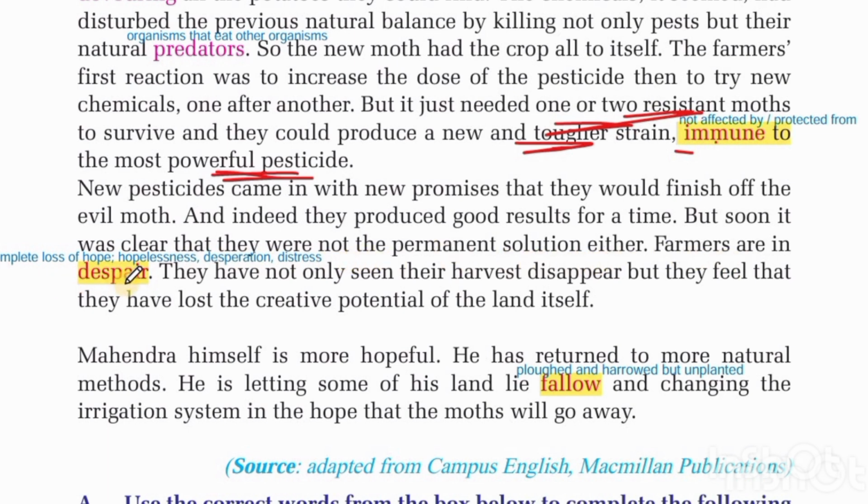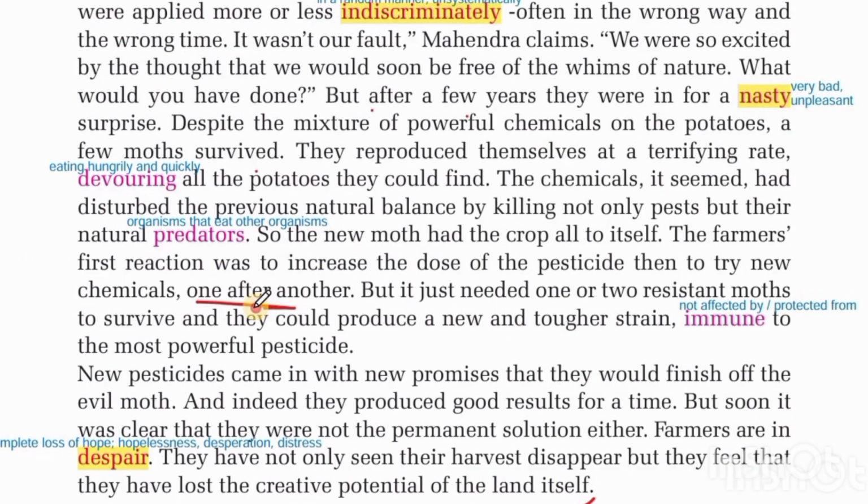Farmers are in despair. They have not only seen their harvest disappear, but they feel that they have lost the creative potential of the land itself. The overuse of chemicals or pesticides destroyed the natural balance of the land. Chemicals अथवा पेस्टिसाइड्सको अत्याधिक प्रयोगले जमिनको नेचुरल ब्यालेन्स अथवा प्राकृतिक सन्तुलनलाई बिगारिदियो.